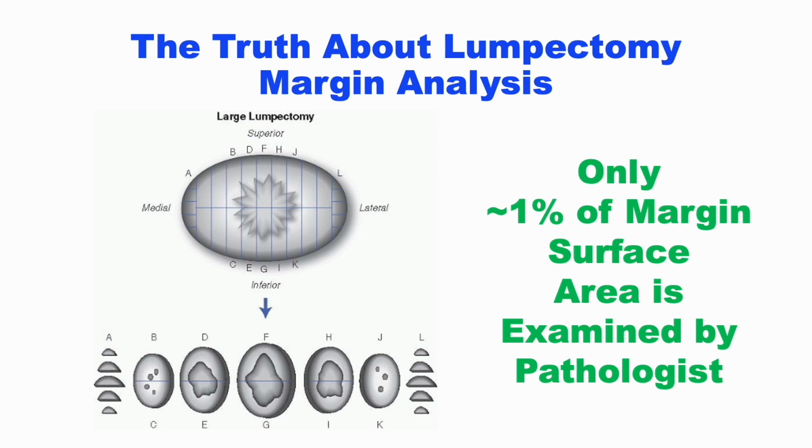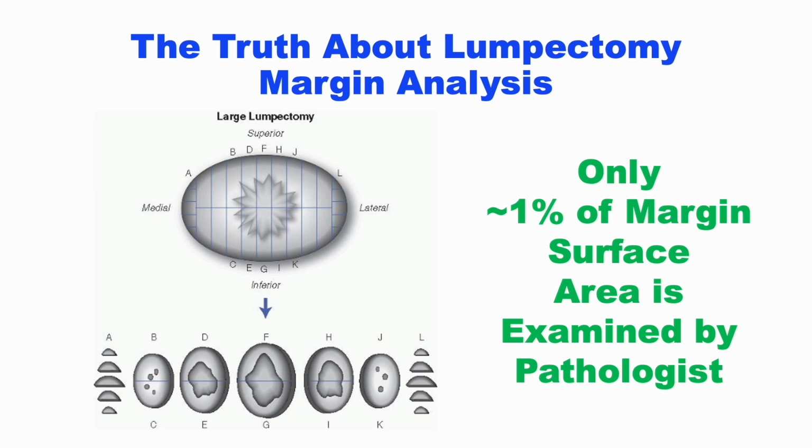Now, this process of looking at the specimen in a very limited way is not because they don't care. Frankly, it would just take too long to evaluate the entire marginal surface of the typical lumpectomy specimen. It would also be too expensive. But they're counting on the fact that radiation will usually be given to clean up any areas that are missed by imaging or missed by them.